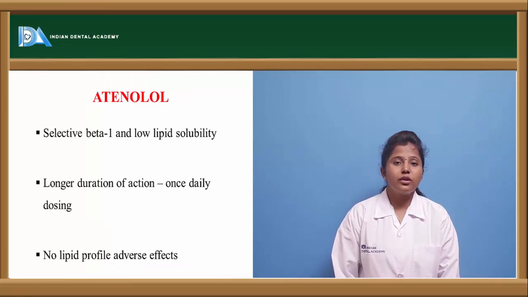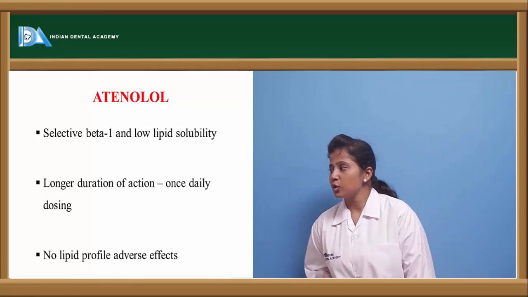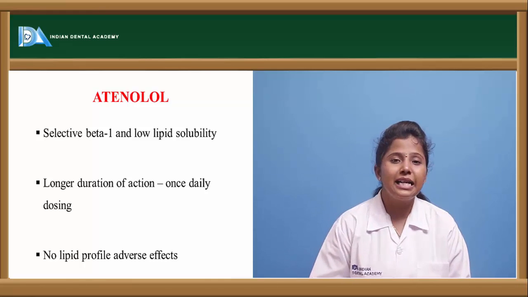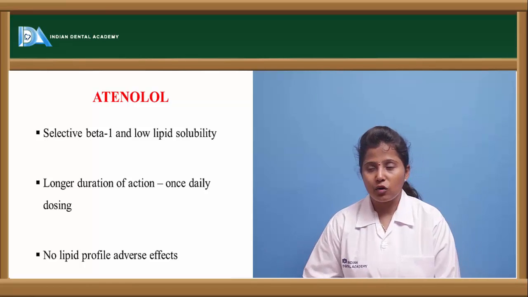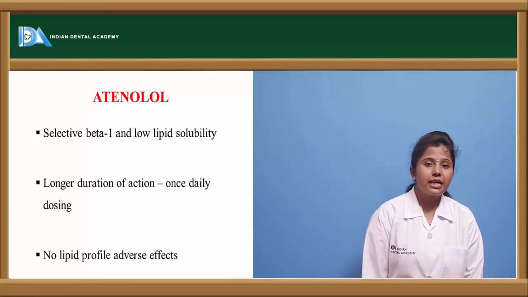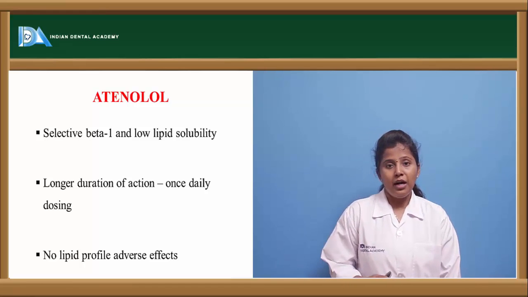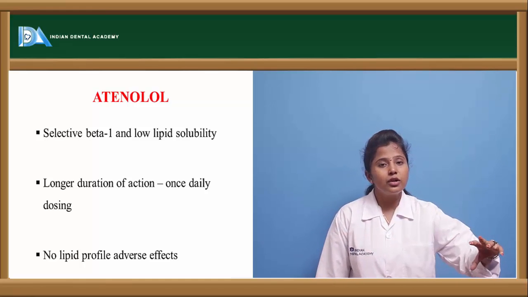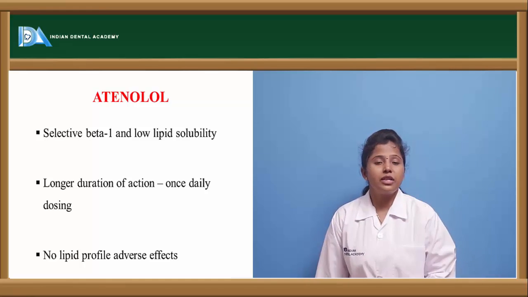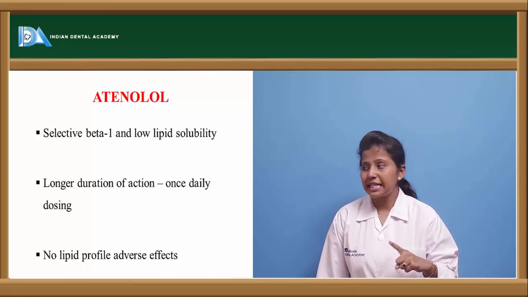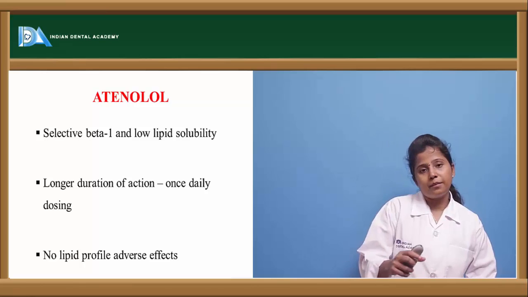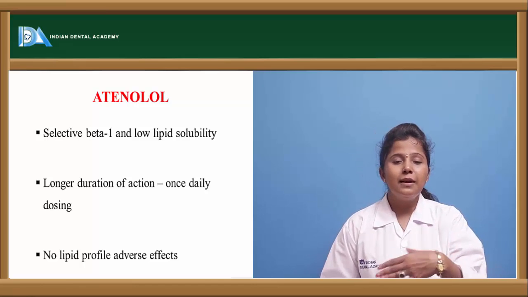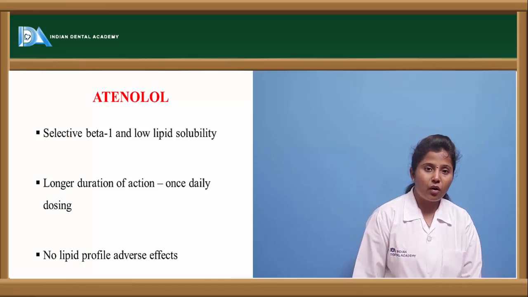The other drug is atenolol. Atenolol is a beta 1 selective drug, so it binds only to beta 1 receptors, and it has low lipid solubility. The drug is highly soluble in water. That is the reason it cannot cross the blood-brain barrier, and because of that it has a longer duration of action. The effects shown by this drug last for a longer period of time. As it has a longer duration of action, its half-life will be more, and because of the half-life, the drug should be given only once a day. And as it is a low lipid soluble drug, the lipid levels in the circulatory system cannot be altered by this drug.